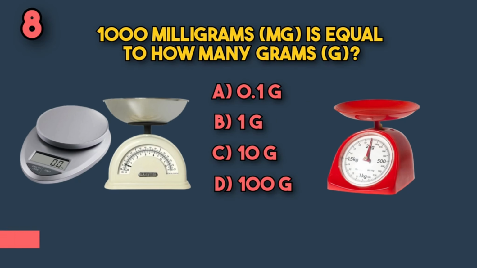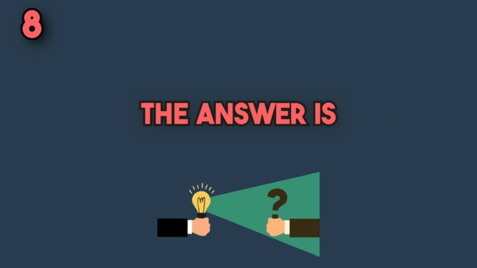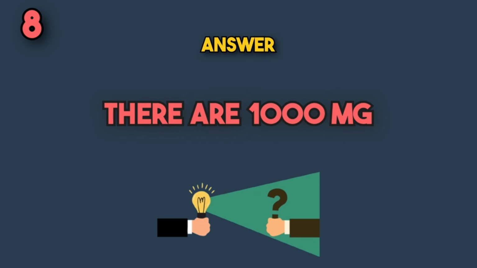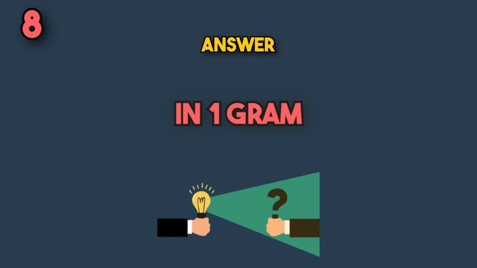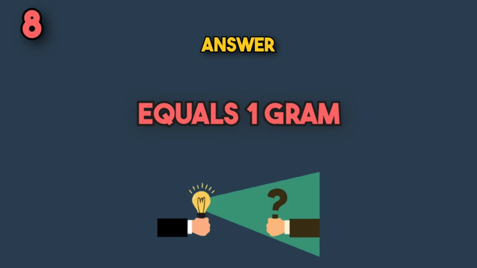1,000 milligrams is equal to how many grams? The answer is B, 1 gram. There are 1,000 milligrams in 1 gram. Therefore, 1,000 milligrams divided by 1,000 equals 1 gram.